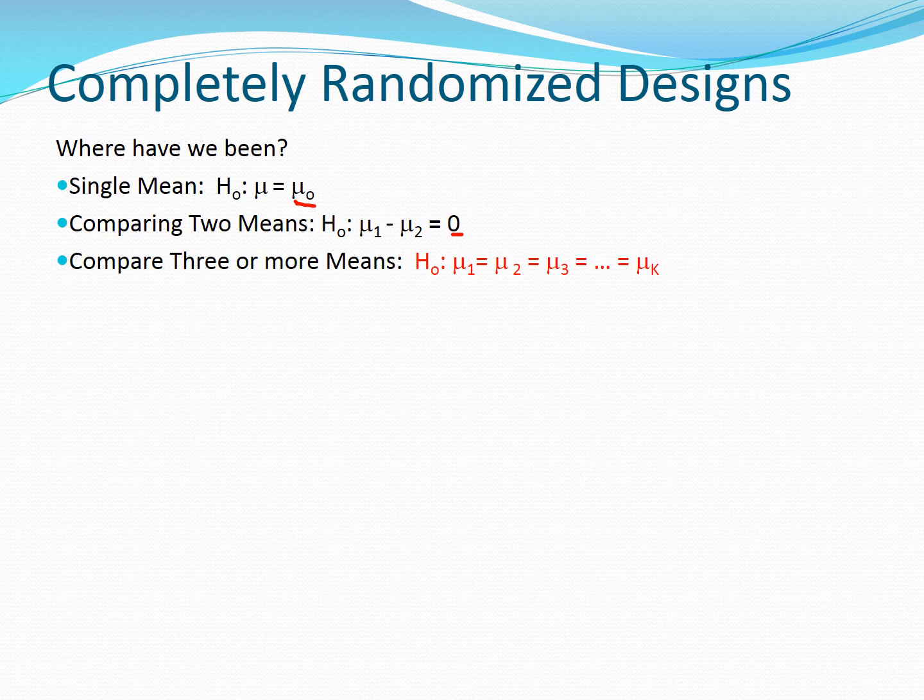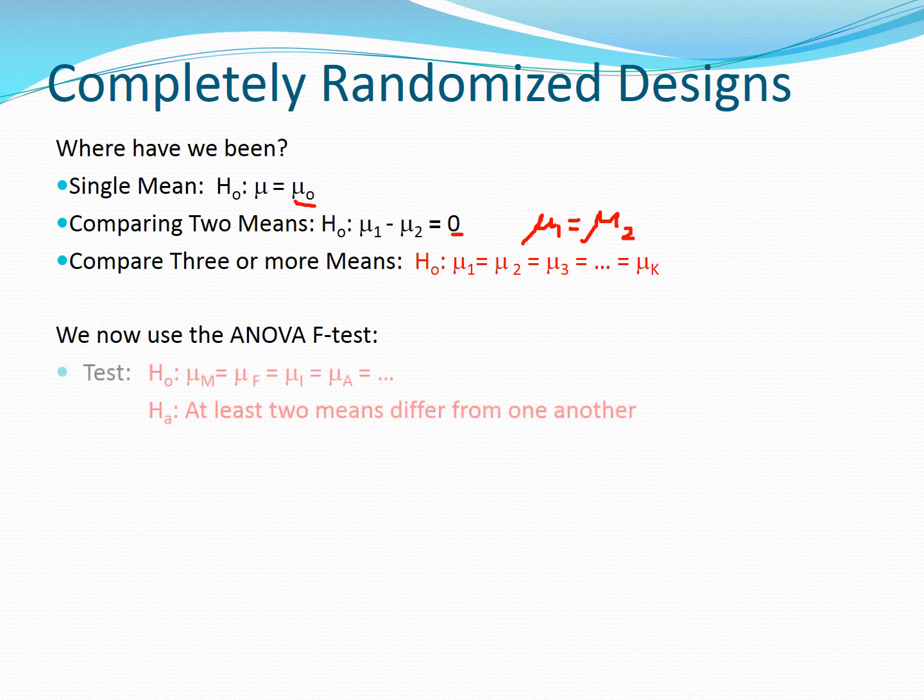And another way of writing this hypothesis is that mu1 is equal to mu2. And of course the alternative was, no, they're not. One's bigger, one's smaller, they're different from one another. We would say something along those lines. And so now the next step is when we compare three or more means, the natural extension of that would be to say, well, the null is going to say all the means are the same. And so that's what we're going to do in this completely randomized design. That's the way we're going to set the test up.